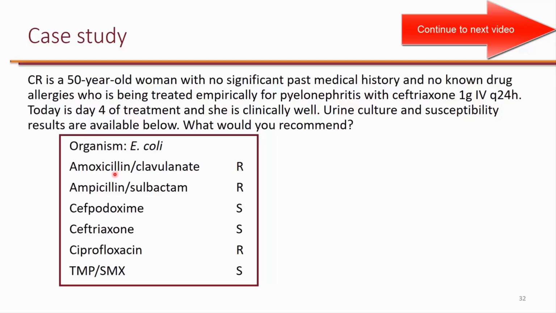So basically, R means resistance. Amoxicillin clavulanic acid is resistant. Ampicillin sulbactam is resistant. Cefpodoxime is susceptible. Ceftriaxone is susceptible. Ciprofloxacin is resistant, and trimsulfa is susceptible. So what would you use? So far it's been ceftriaxone. Ceftriaxone is IV, and at some point, if the patient is ready to go home, we can change this to PO. Ceftriaxone is only available as IV.